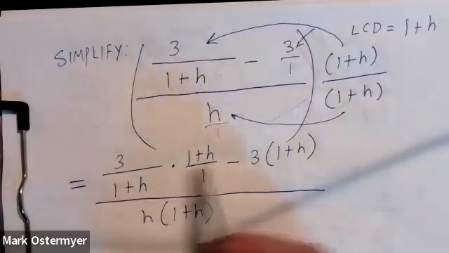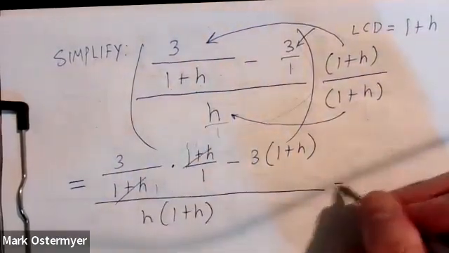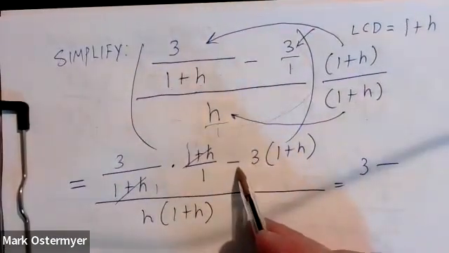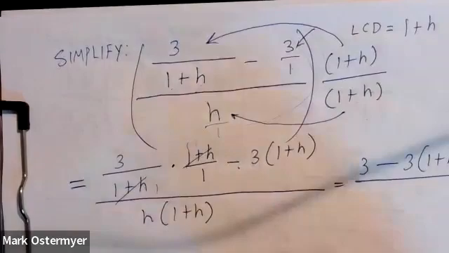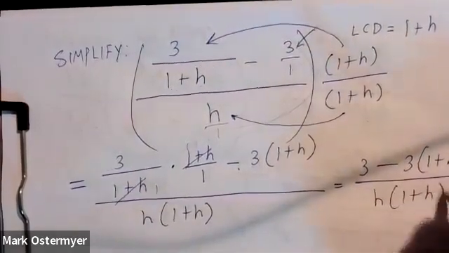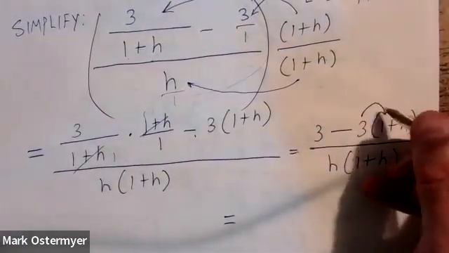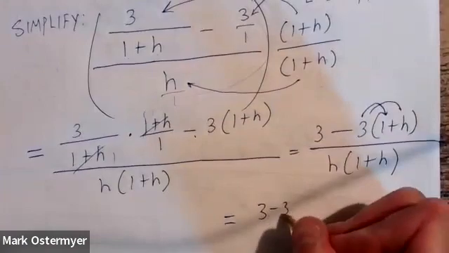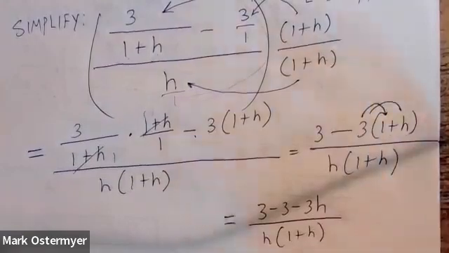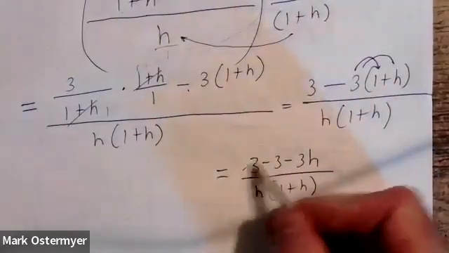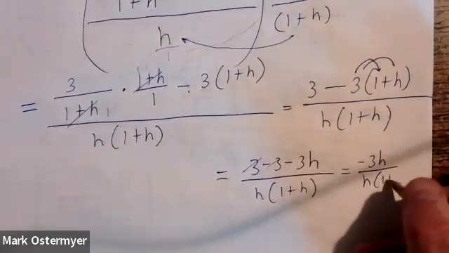When I multiply these fractions together, what cross reduces out here? The 1 plus h's divide out to 1, leaving me with 3. Here we have minus 3 times quantity 1 plus h. Downstairs we have h times 1 plus h. Okay. Distributing the negative 3 inside the parentheses here, we're going to have 3 minus 3h all over h times quantity 1 plus h. These 3's drop out here, leaving you with negative 3h over h times 1 plus h.